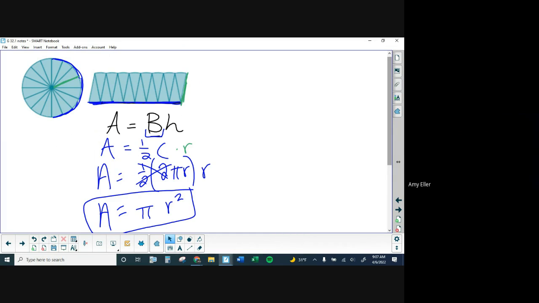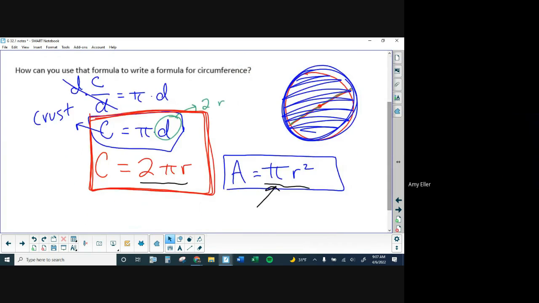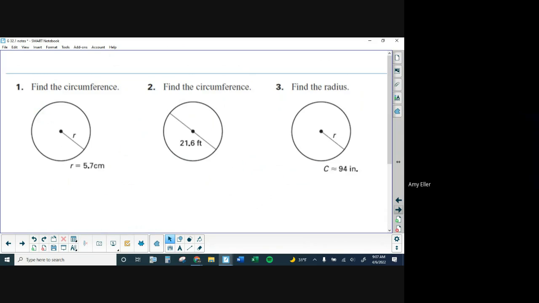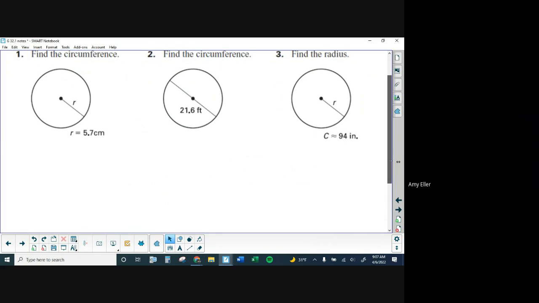Okay, what I need you to know so far today is what is circumference, the outside, the crust, how to find it, one of two ways, and area. Everything else we're going to do today are questions where it says find the circumference or find the area, find the radius, etc. Let's get started with number 1. Find the circumference. Please write down what formula you think would be helpful here.